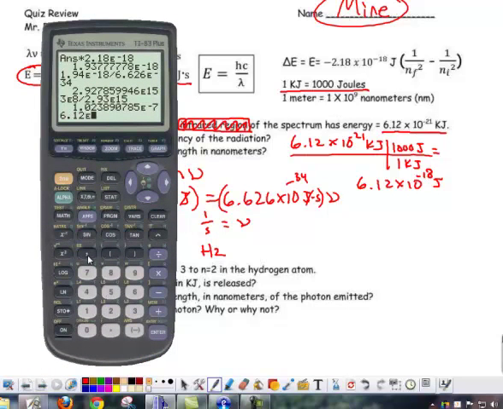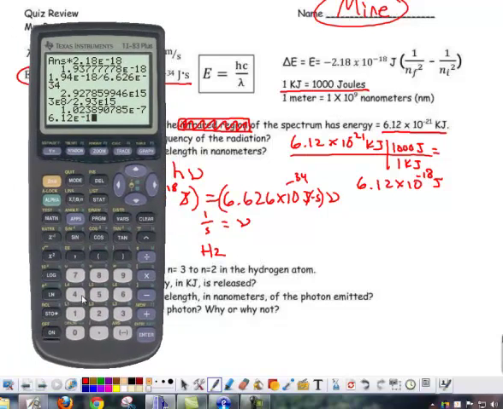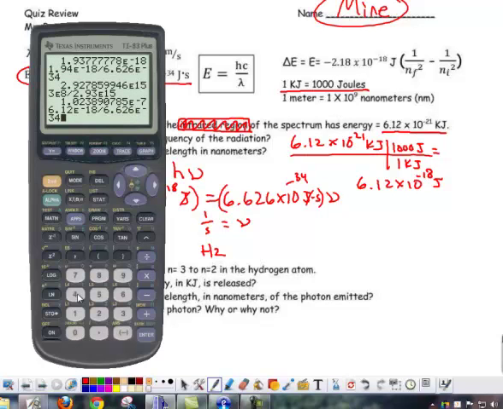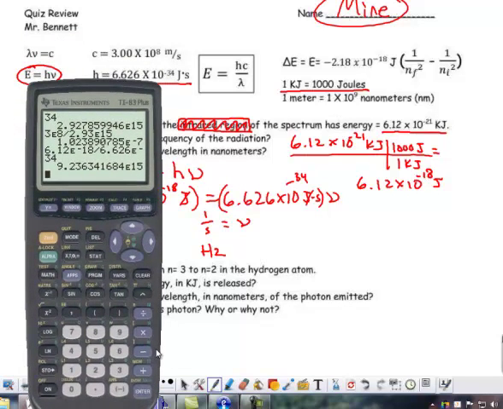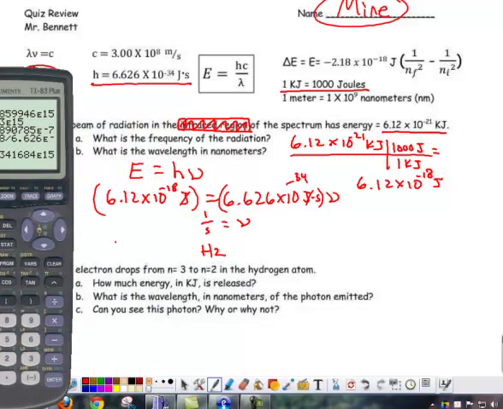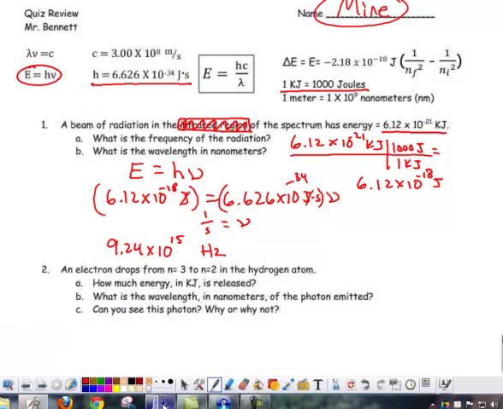6.12 times 10 to the negative 18 divided by 6.626 times 10 to the minus 34. If nothing else, you'll get good at doing scientific notation in your calculator. So 9.24 times 10 to the 15th. So a whole lot of hertz means a large frequency. All right, so there's the frequency of the radiation. Again, 1 over seconds or hertz.